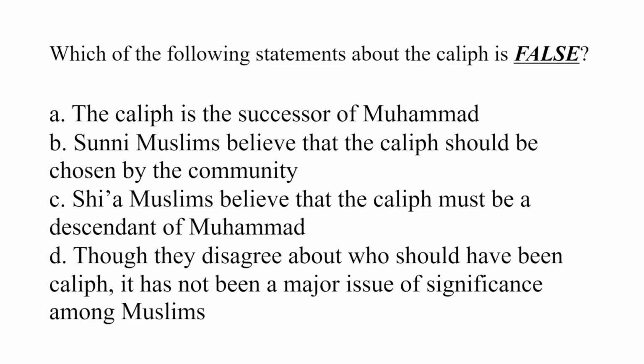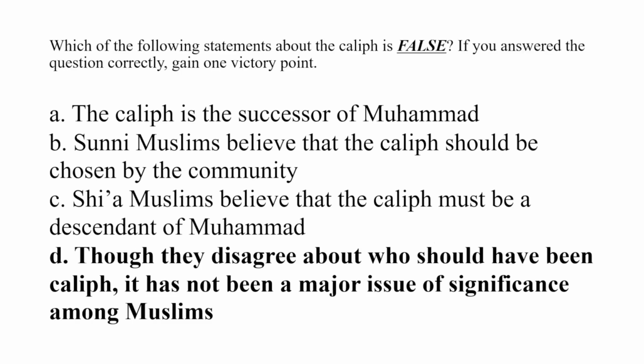Which of the following statements about the Caliph is false? A, the Caliph is the successor of Muhammad. B, Sunni Muslims believe the Caliph should be chosen by the community. C, Shia Muslims believe the Caliph must be a descendant of Muhammad. Or D, though they disagree about who should be Caliph, it has not been a major issue of significance among Muslims. And the correct answer is D.